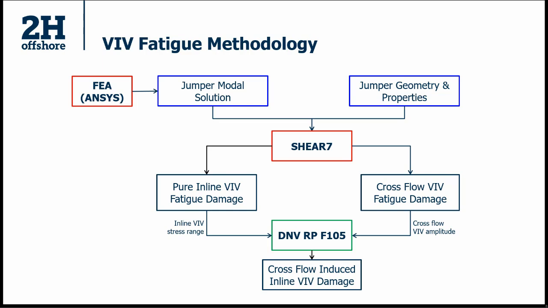We then use Shear7 for calculating the pure inline and the cross flow VIV fatigue damage. One thing that Shear7 cannot do is calculate the cross flow induced inline VIV. Hence for that, we had to use the DNV code RP-F105. So you feed your outputs from your inline and cross flow into RP-F105, and then you use the guidance in the code to come up with the fatigue damage from your cross flow induced inline VIV.